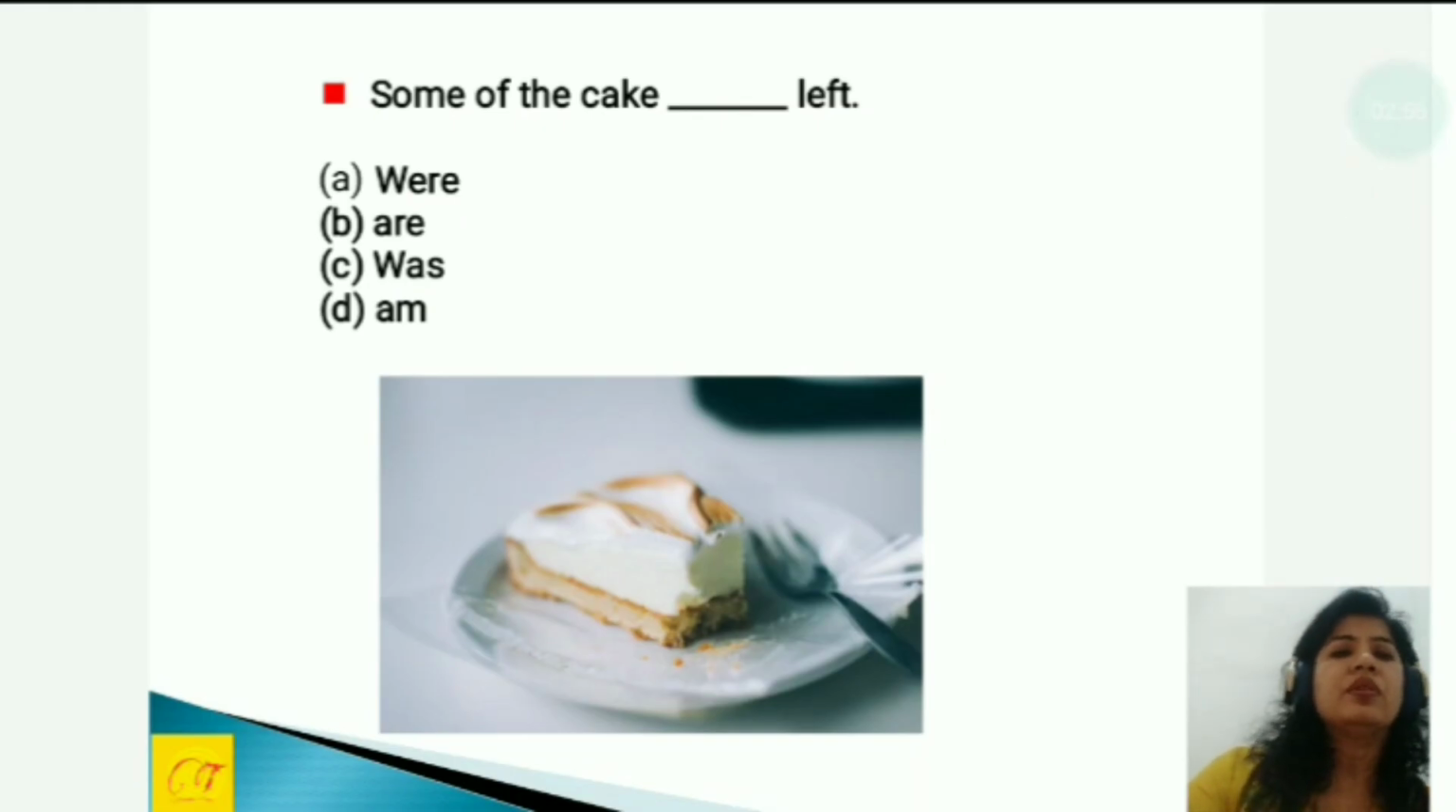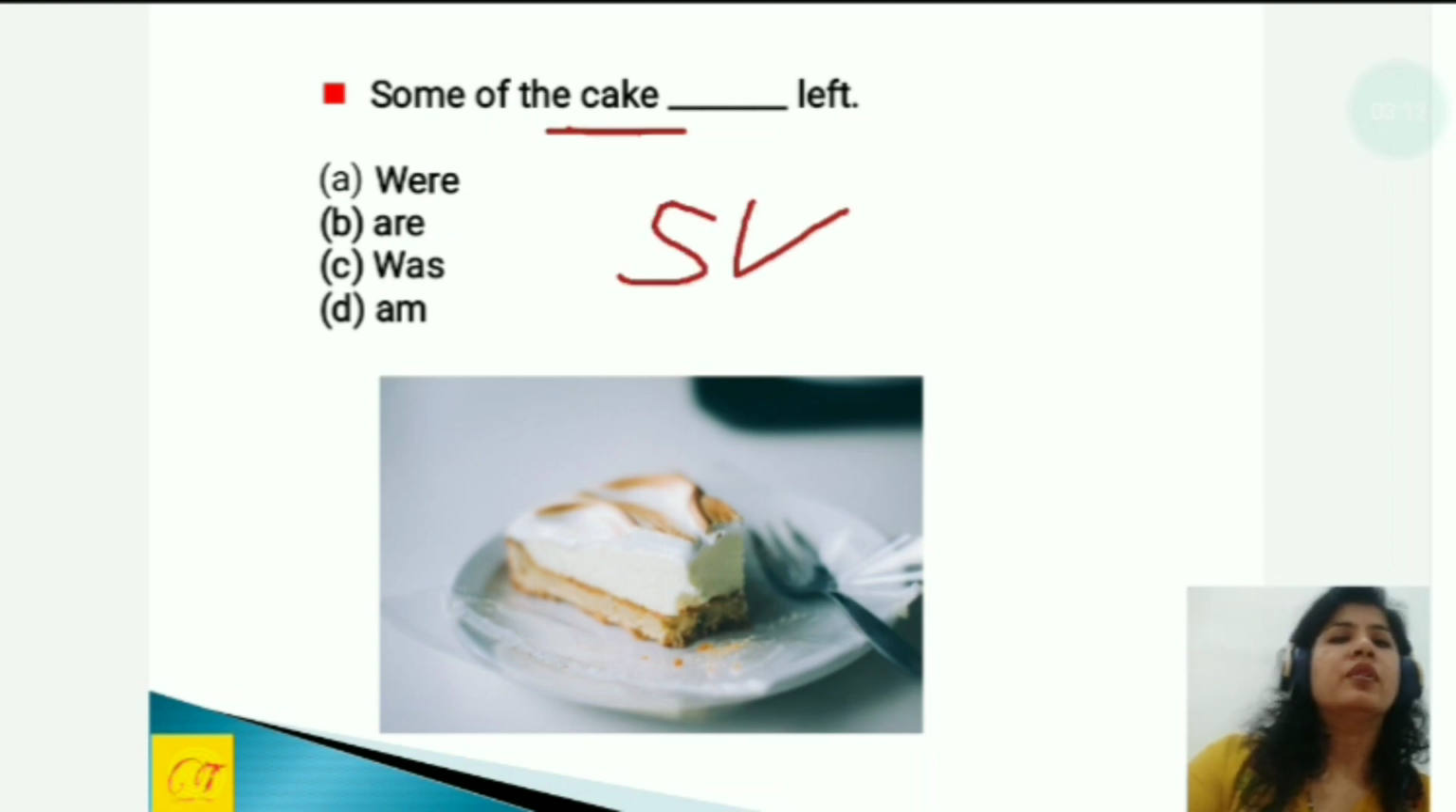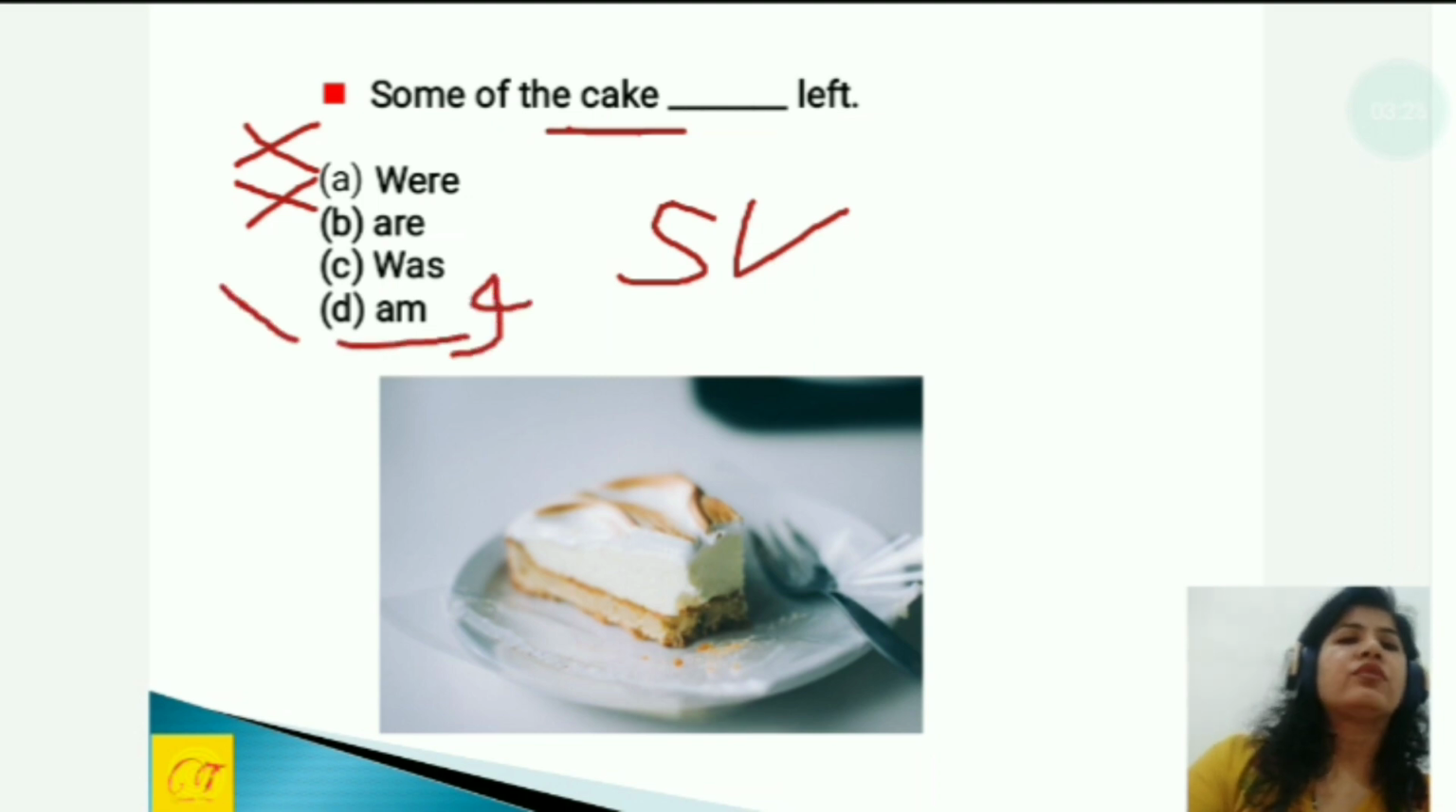Let's do this MCQ. Some of the cake blank left. Cake is uncountable. The quantity is measured, not the number, right? So if it is due to the quantity, we would apply singular verb. Some of the cake, singular verb. Let's look at the singular verb. Were is plural, are is plural, am is always used with I. That's why it's also wrong. The correct one is C option, was. Some of the cake was left. Alright.